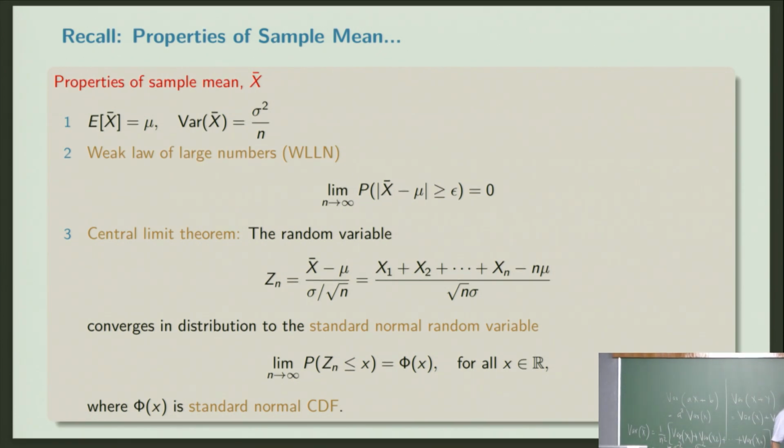I don't know if this notation was introduced to you, but phi x is a pretty standard notation for the normal distribution CDF. To be precise, it is the CDF of the standard normal, not a general normal. Whenever you see phi x, it's the CDF of the standard normal distribution. The standard normal distribution is a normal distribution with mean 0 and variance 1.